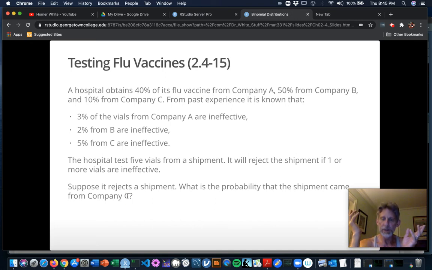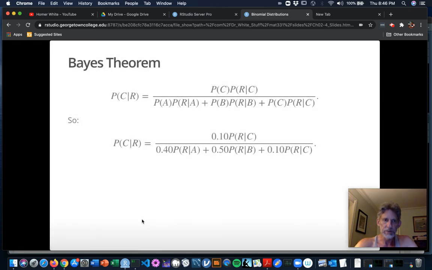Before you get any evidence about the shipment, you would say the chance the shipment came from Company C is 10%. But you've got evidence now. The evidence is that at least 1 of 5 vials you picked from that shipment was ineffective. Given that evidence, what's the chance that it came from Company C? So we're looking at a prior probability of 10%. We're trying to compute a posterior probability. We're in the Bayesian situation.